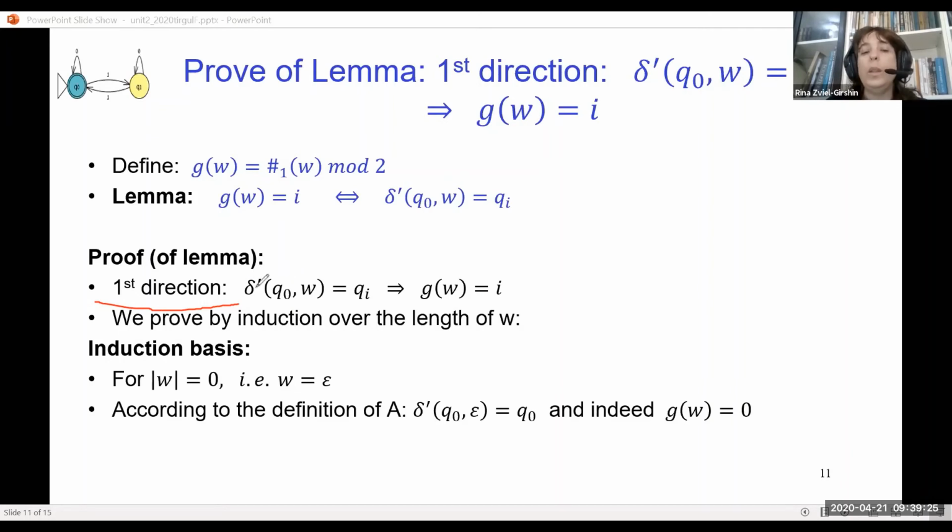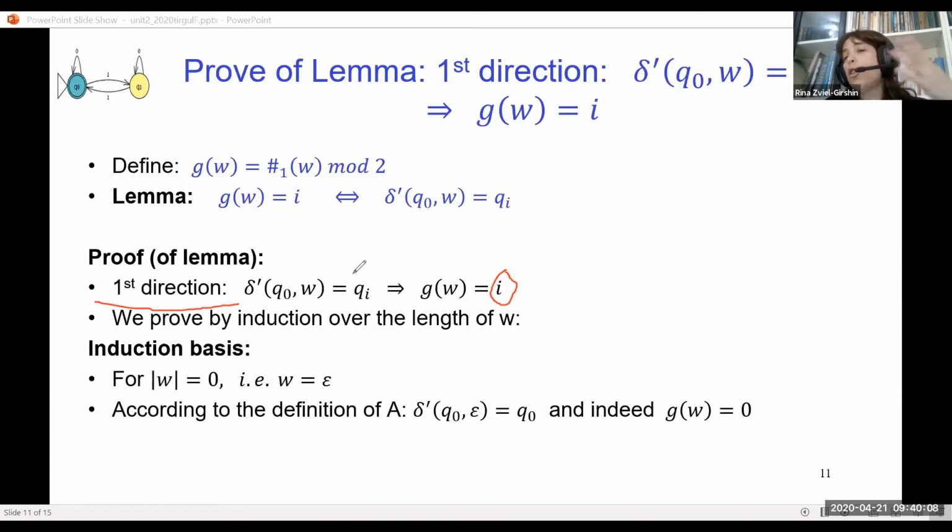So I start with my automaton that I've built, and I use the extended transition function, delta cap. I start reading in state Q0. I have a word W, and I would like to claim that if I finished reading the word W in state Qi, the meaning is that the number of ones in W modulo 2 equals i. So if I finished in Q0, the number of ones modulo 2 is 0. If I finished reading in Q1, the number of ones in W modulo 2 is 1.